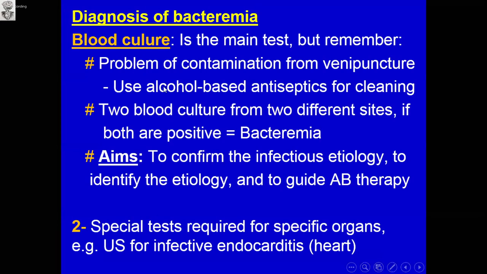We usually take two blood cultures from two different sites, not from the same place, because one of the two sites could get contaminated. For this reason we take two: two blood cultures from two different sites. One we take from the right arm and the other, for example, from the left arm. If both cultures are positive, this is surely bacteremia. If only one, it is in doubt; it might be contamination.